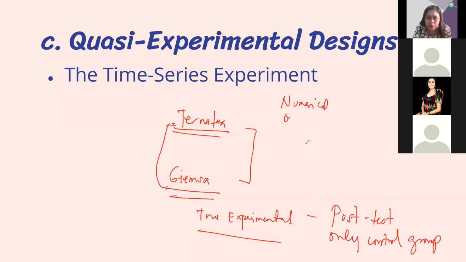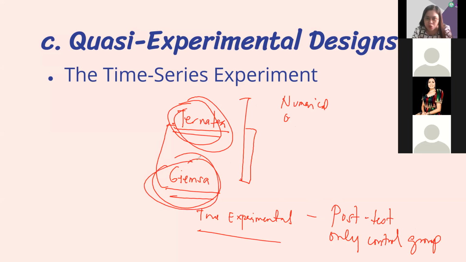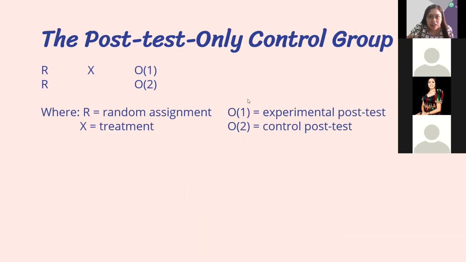Bakit post-test only? Wala kayong i-check, di ba, before nyo ilagay si Ternate and si Gemsha? Walang i-check. So walang pre-test. Pero after administering this to, mag-check na kayo ngayon kung may color. So mahuhulog yan siya na post-test only control group. So yan yung magiging research design ninyo. Ito siya. Ito yung magiging research design.